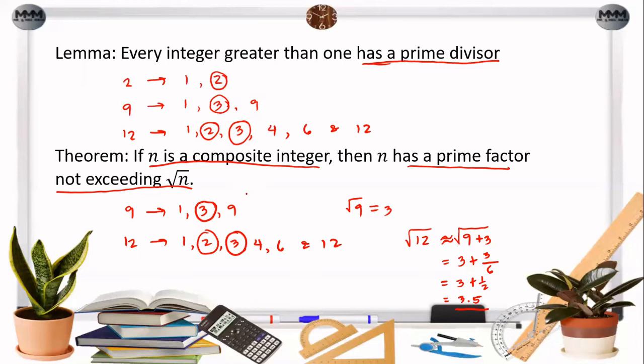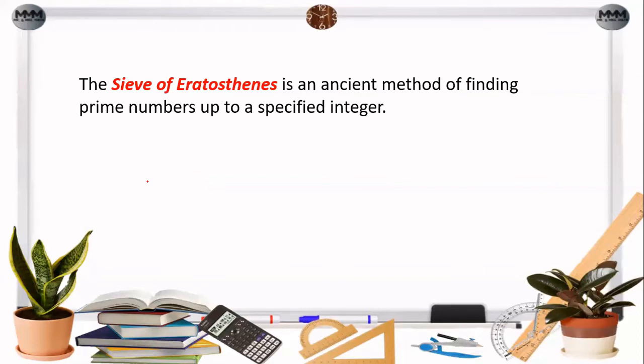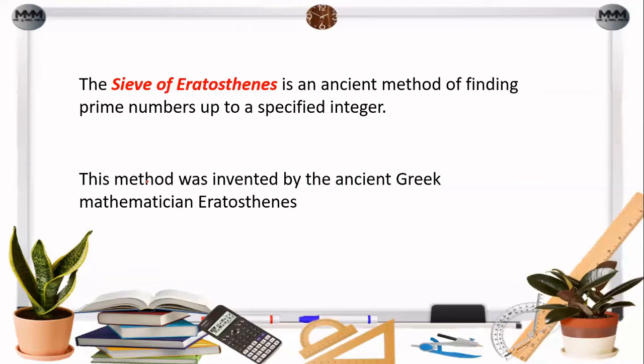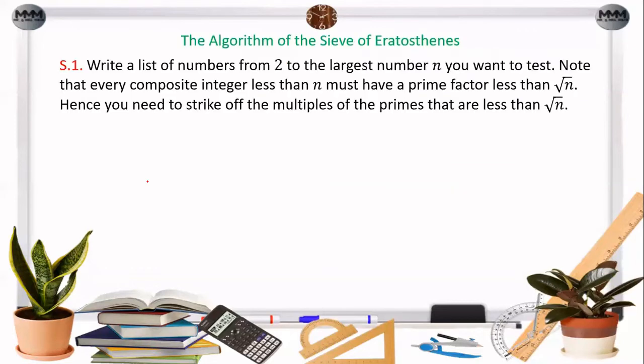Okay? So that's it. Let's have here the Sieve of Eratosthenes. It is an ancient method of finding prime numbers up to a specified integer. This method was invented by the ancient Greek mathematician Eratosthenes. So here is the algorithm of the Sieve of Eratosthenes.